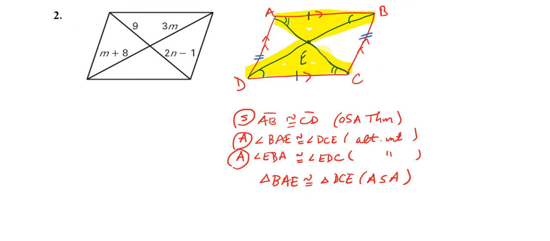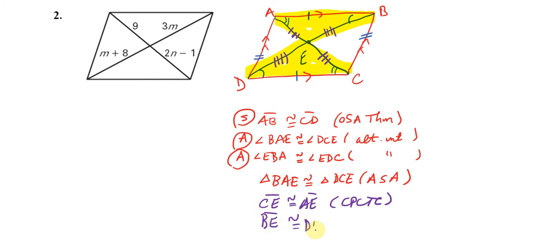And now because the triangles are congruent, we can take this a step further and say that these side lengths must be congruent. CE and AE must be congruent. So CE must be congruent to AE by CPCTC, and BE must be congruent to DE, really for the same reason.